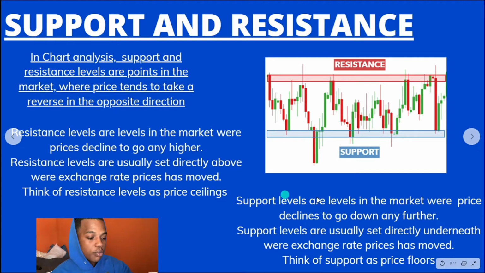And then you have the support levels, which are levels in the market where price declines to go any further. Support levels are usually set directly underneath where the exchange rate has moved. Think of support as floors, because you can't really go under this level. You might shoot down right here, but typically you shoot right back up into this level. Support and resistance is very important, because that's how we make our money. That's how we see where the price is going to go.